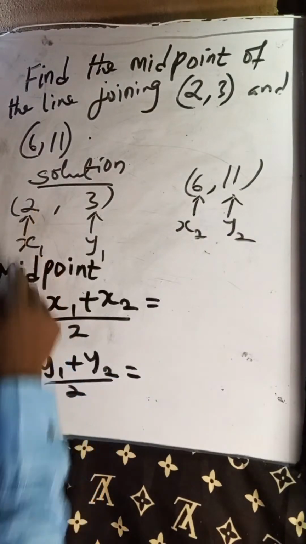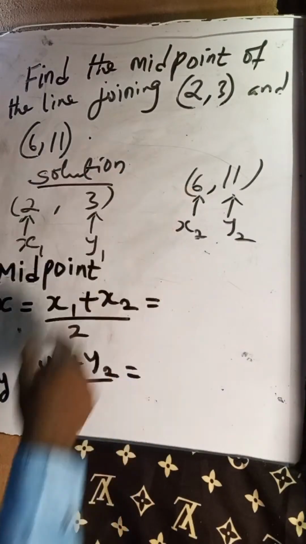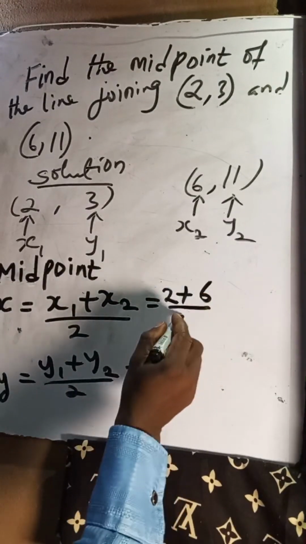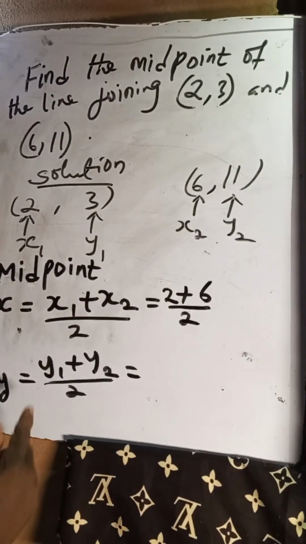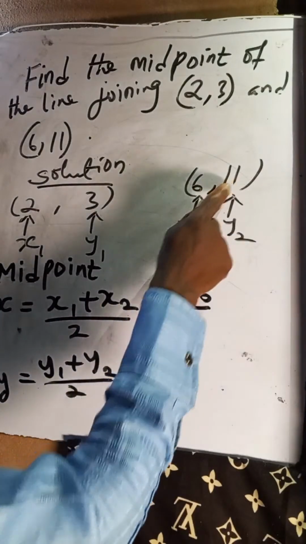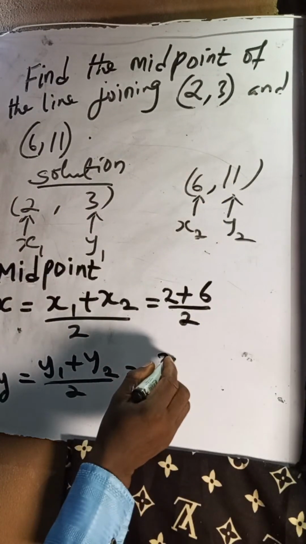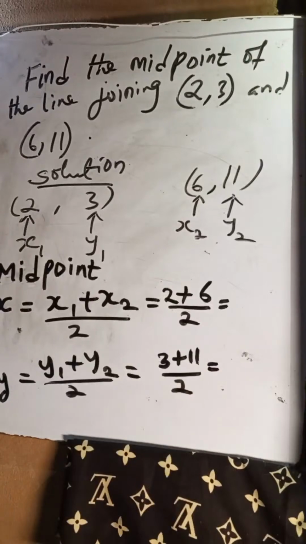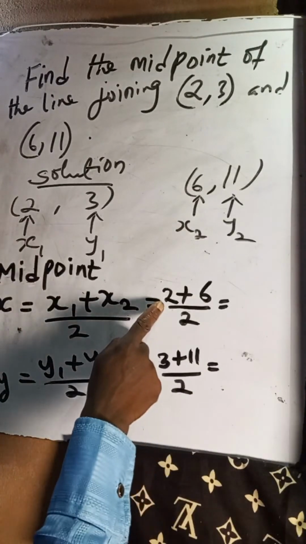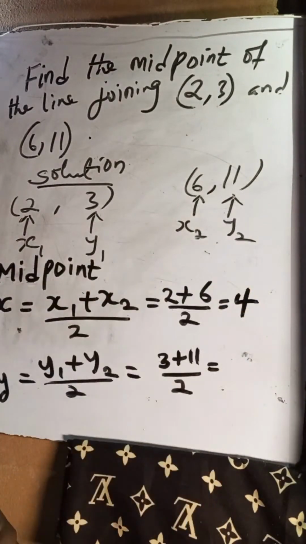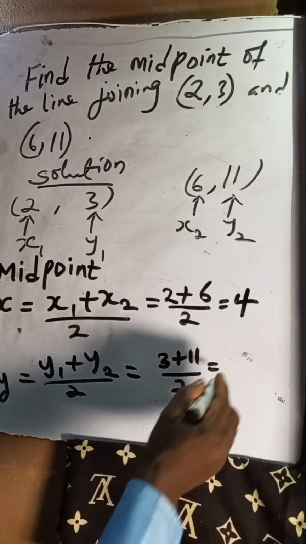So we take them one after the other. So this is x1 plus x2. That is 2 plus 6 divided by 2. Okay. Then for this other one, what do we have? y1 plus y2 divided by 2. That's 3 plus 11, so we have 3 plus 11 divided by 2. So what should this give us? Let's just go straight to the point, because of space. 2 plus 6 is 8 divided by 2. That will be 4. Then 3 plus 11 is 14 divided by 2 will give us 7.